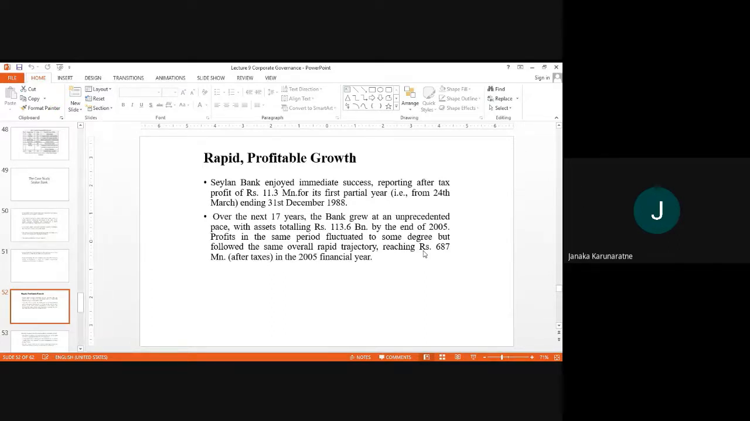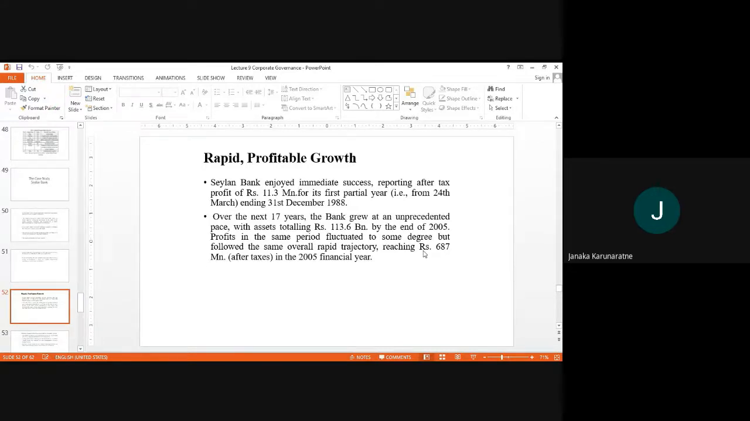Ceylon Bank immediately enjoyed success, reporting after-tax profit of 11.3 million for its first partial year, that is after opening business in 1987-88. The partial business, that is from March to December, recorded a profit. Over the next 17 years, the bank grew at an unprecedented pace with assets totaling 113.6 billion. By end 2005, that is after 17 years, profit in the same period fluctuated to some degree but followed the same rapid trajectory, reaching 687 million in 2005.